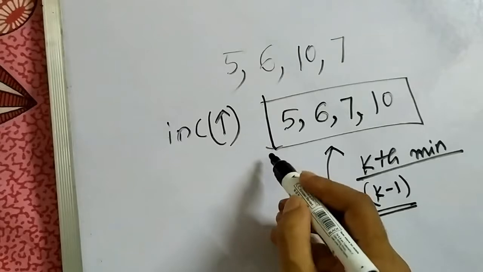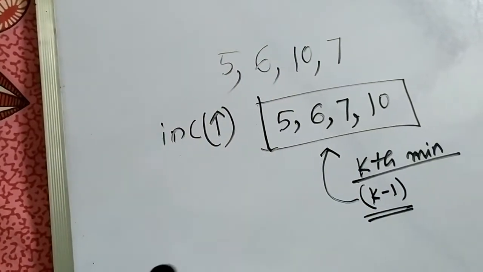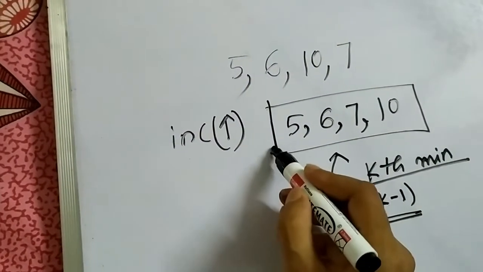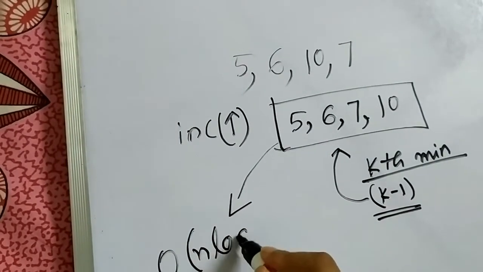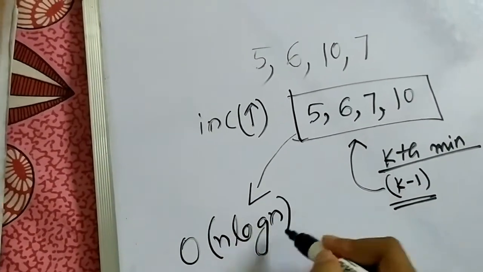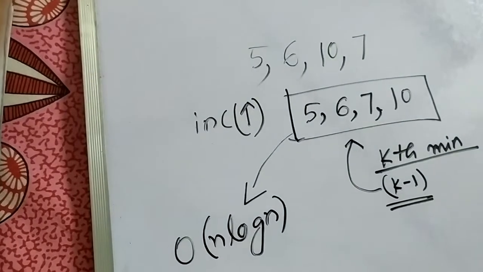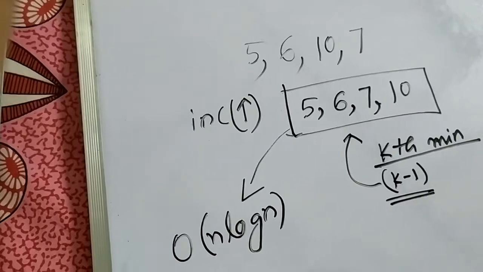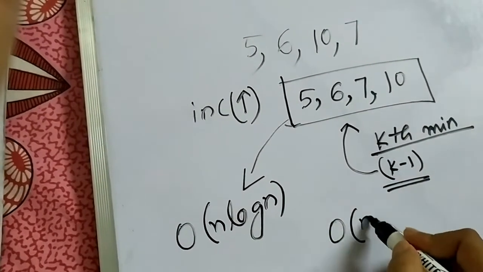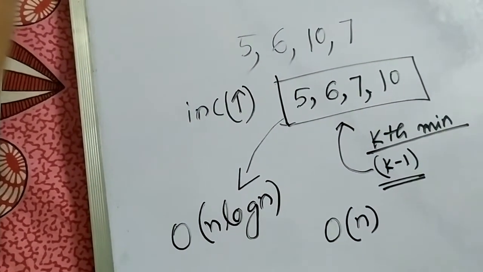But if we have to sort the array in an increasing order, then I need order of n log n time. But in my problem there is a constraint that I have to find out the kth minimum within order of n time. So this is my challenge. So how to solve the problem in order of n time?